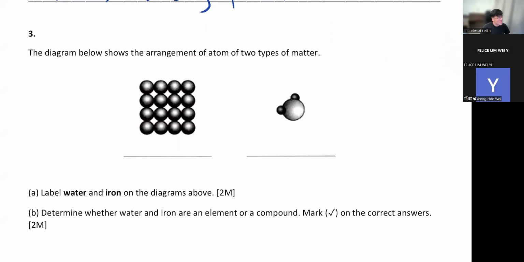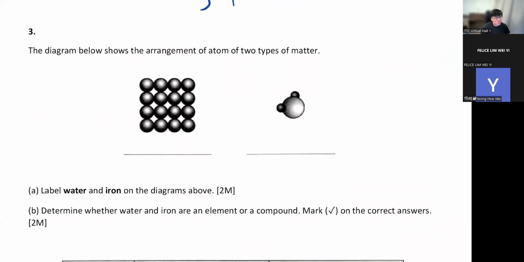Anyway, next number 3, two arrangements of atoms here. This is only one type of atom here, right? 这里只有一种 atom. So this is obviously an element. They want you to write water and iron. So this is iron, obviously. Iron is an element. Iron 只有一种 atom. 一种 atom 就叫 element. One type of atom.